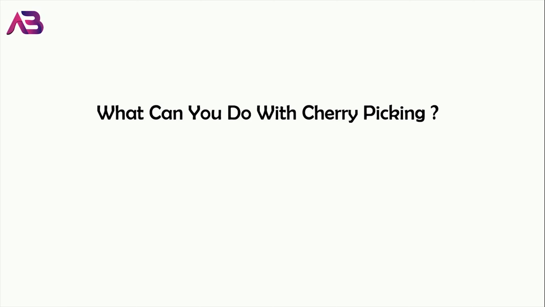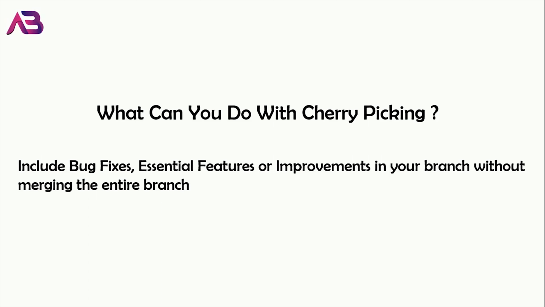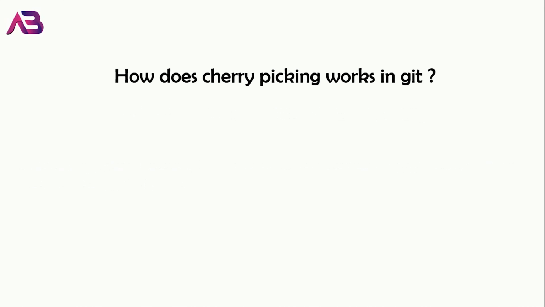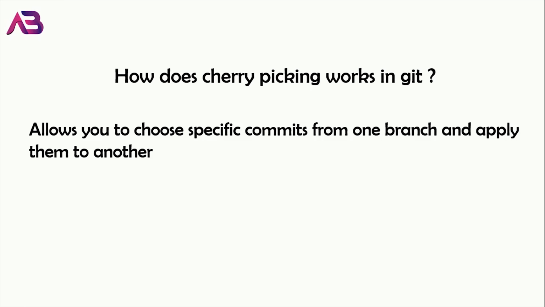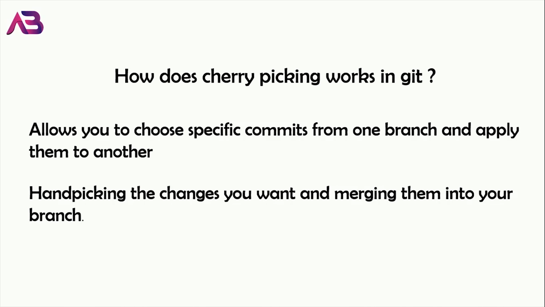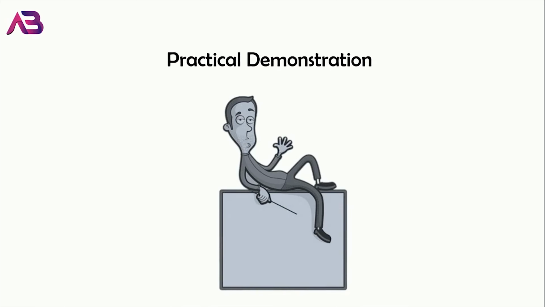So what can you do with cherry picking? With cherry picking, you can easily include any bug fixes, essential features, or improvements in your own branch without having any need to merge the entire branch. Now that you have learned what cherry picking is, let's see how cherry picking works in Git. Cherry picking in Git is actually a straightforward process. It allows you to choose specific commits from one branch and apply them to another. It's like handpicking the changes you want and merging them into your branch. So simple. So let's see how exactly to use cherry pick in Git Bash.